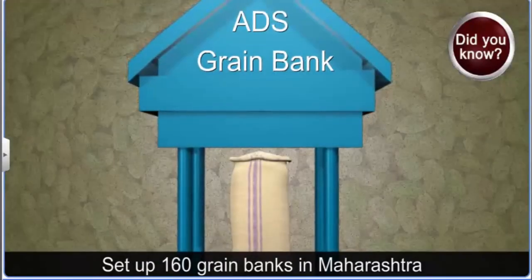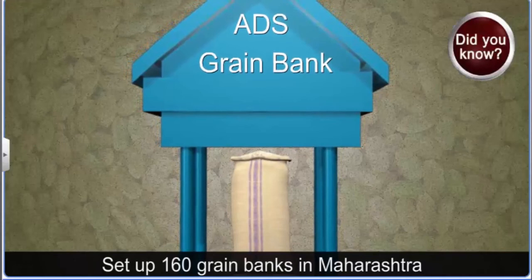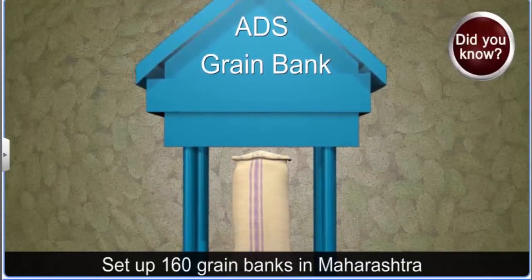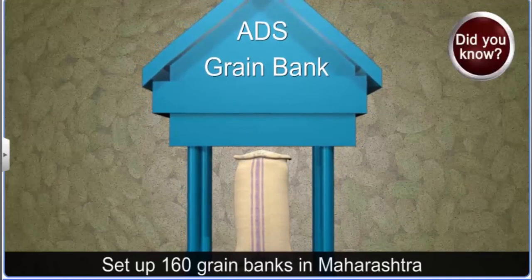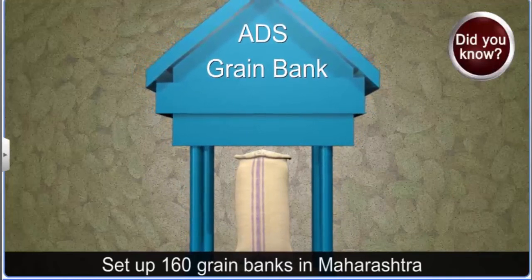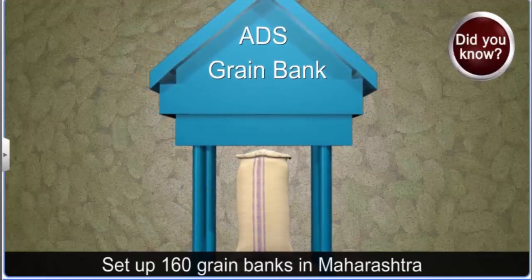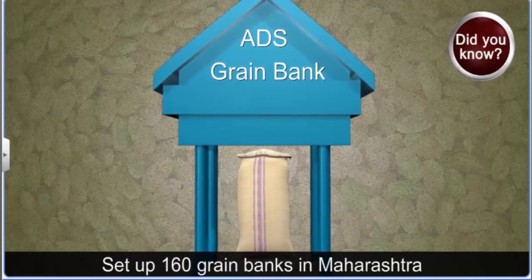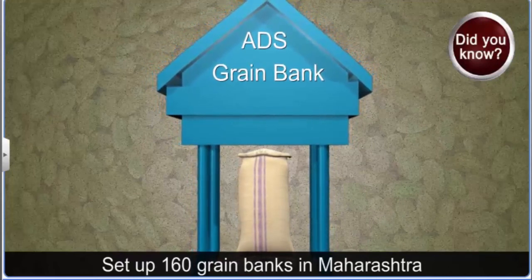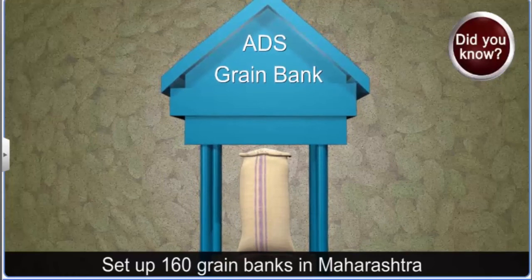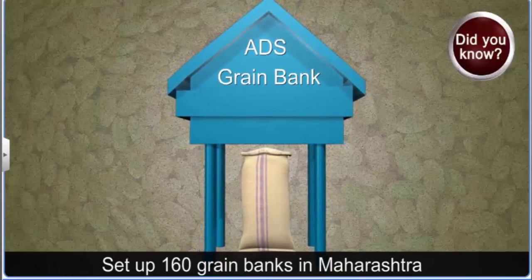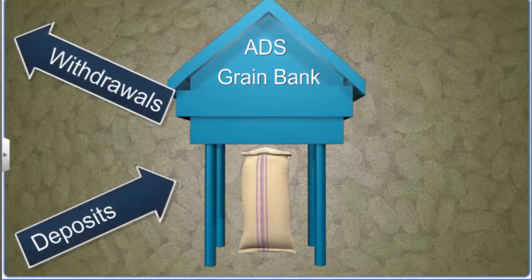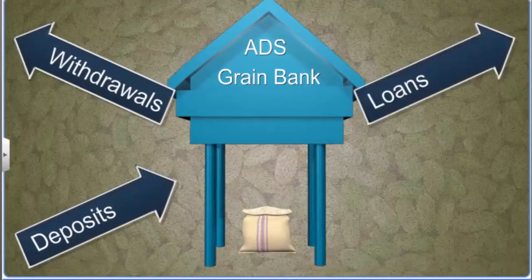Grain banks have promoted food security amongst small and marginal farmers and have reduced their dependence on money lenders. Government agencies are also looking at the success of this program as a viable alternative to the public distribution system. Grain bank members can also take loans in the form of grain and repay the loans with interest at the time of the next harvest.